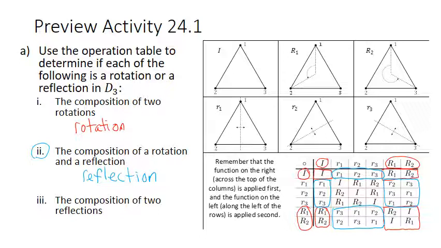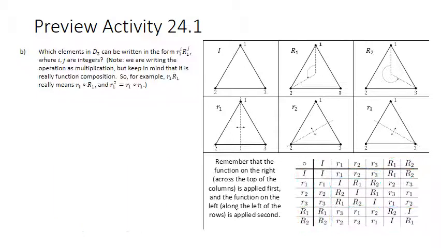So that's interesting. And then the composition of 2 reflections. Let me see if I can get another color here. So if we compose 2 reflections, I think this is the final part of the table, the middle part here in green. And what you can see is that you're getting a rotation. So that's interesting. Okay, let's move to the next part.